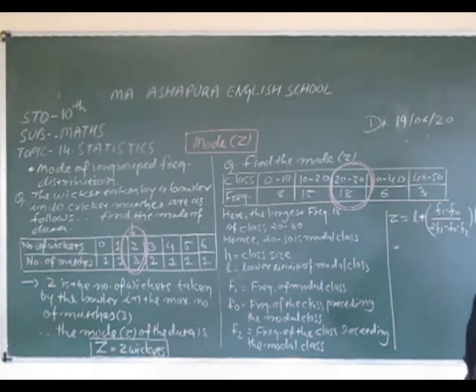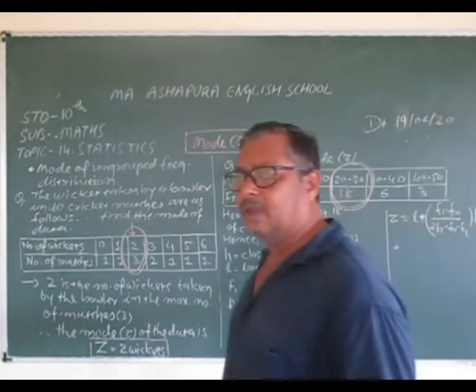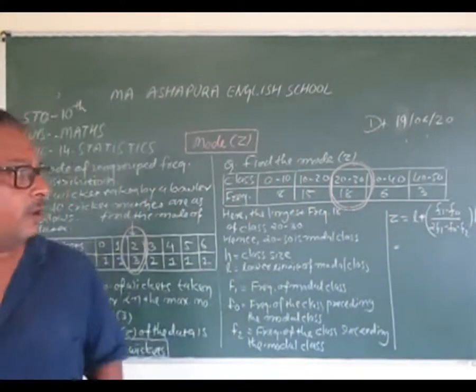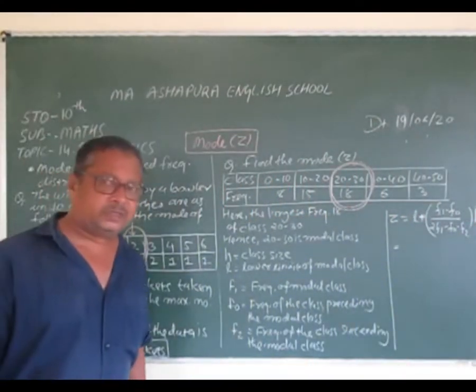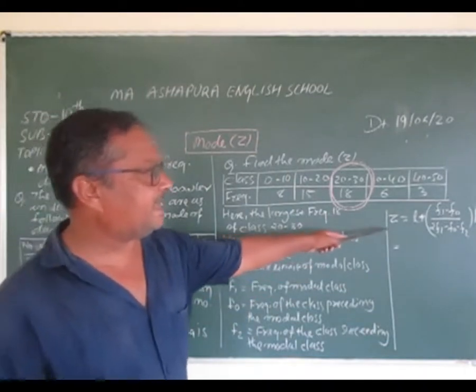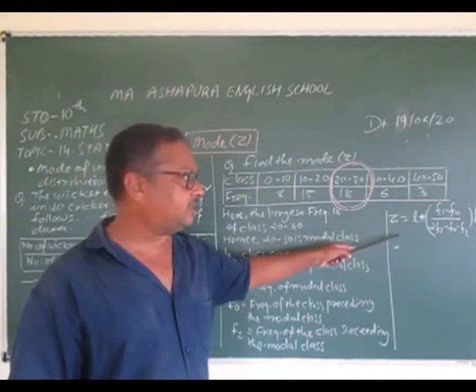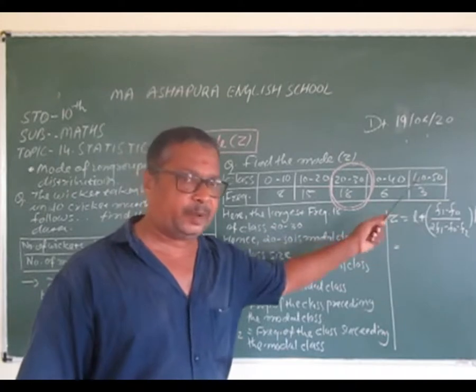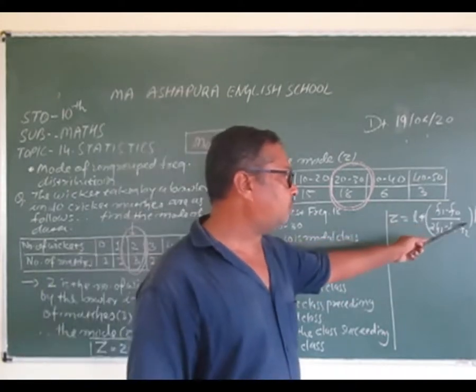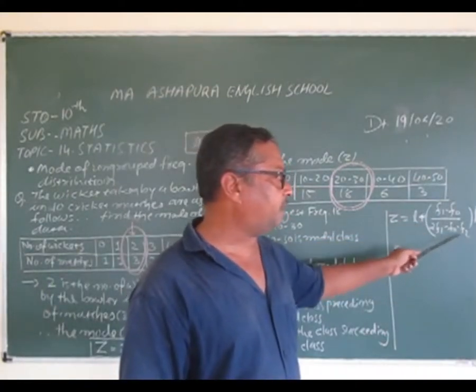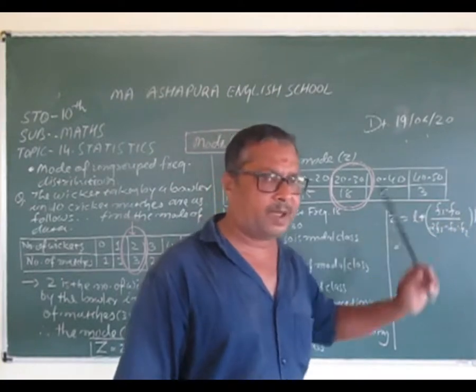Now we find the other values to put in the formula of mode. So first, see the formula of mode: Z is equal to L plus (F1 minus F0) upon (2F1 minus F0 minus F2), multiplied by H.